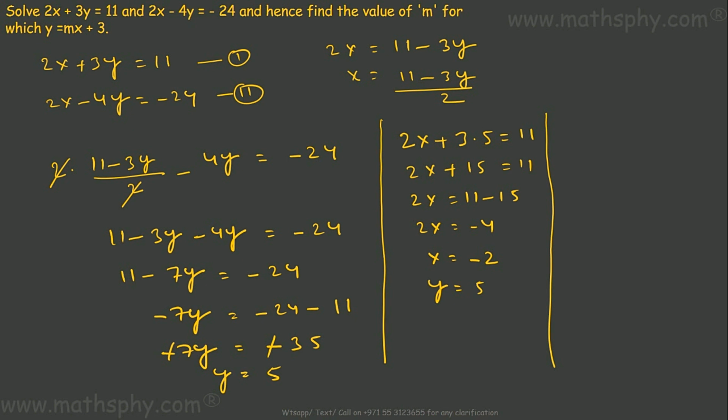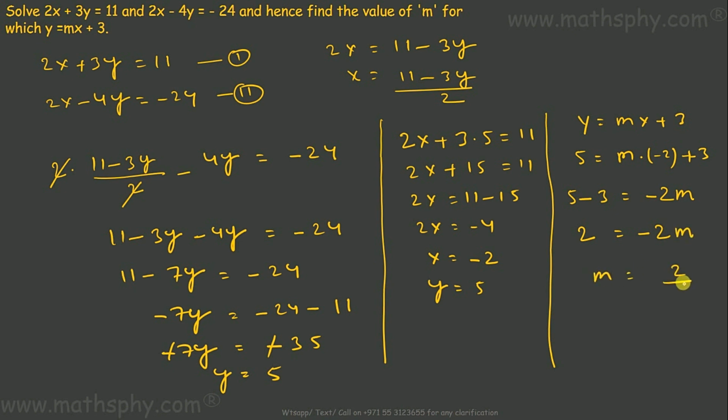Now it says, find the value of m for which y is equal to mx plus 3. Here, y is equal to mx plus 3, and I have to find out the value of m. I know my y, I know my x. Y is 5, x is negative 2, plus 3. So this will be 5 minus 3 equals negative 2m. 5 minus 3 gives you 2 equals negative 2m. So m would be 2 over negative 2. So m is negative 1. So y is equal to mx plus 3, m would be negative 1, x negative 2, y is 5. That's the answer here.